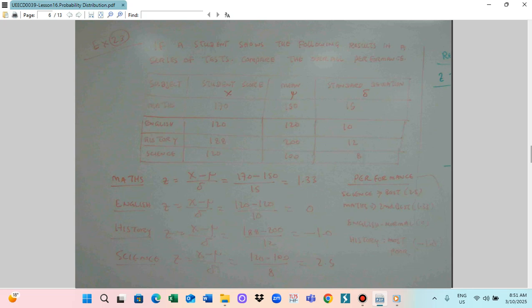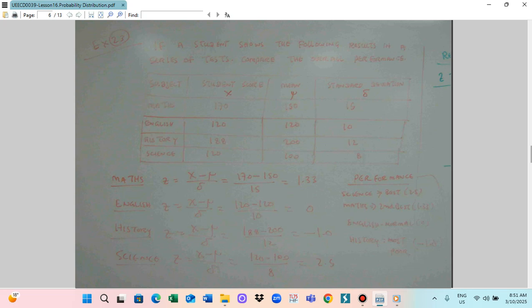Okay, so now the marks are only given for math, English, history, and science. The student score is represented by H, the mean is mu, and the standard deviation is delta. So we have to calculate the Z to make the comparison, because English, math, history, science are different subjects.